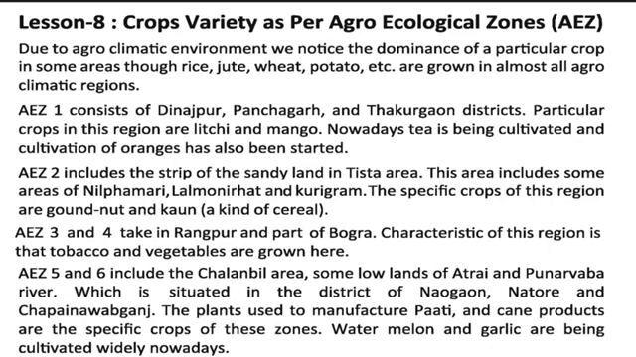Agroecological zones 5 and 6 include the Shalbon area and some lowland areas of the Atrai and Punarbhaba rivers, situated in the districts of Naogaon, Natore, and Sirajganj. Land is used to produce jute, and a specific crop of this area is jute, and watermelon and garlic are being cultivated widely nowadays.